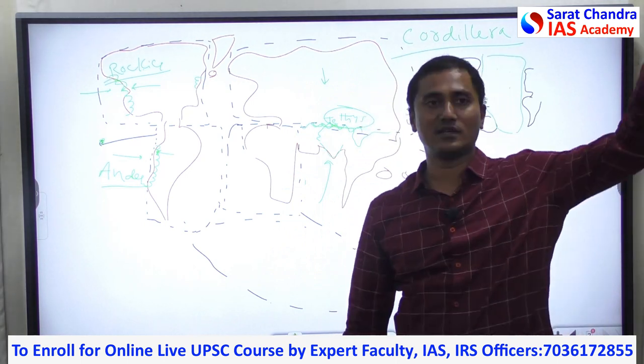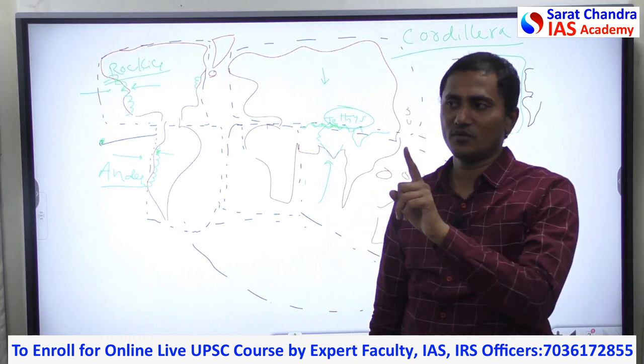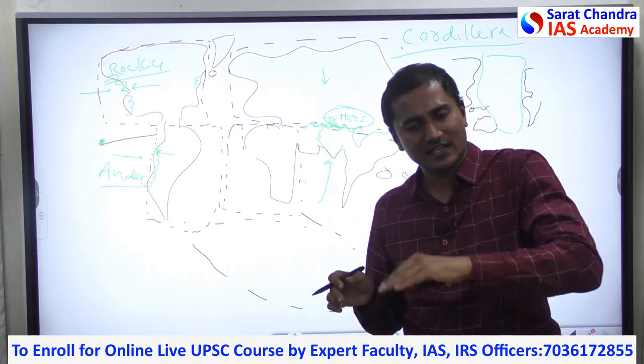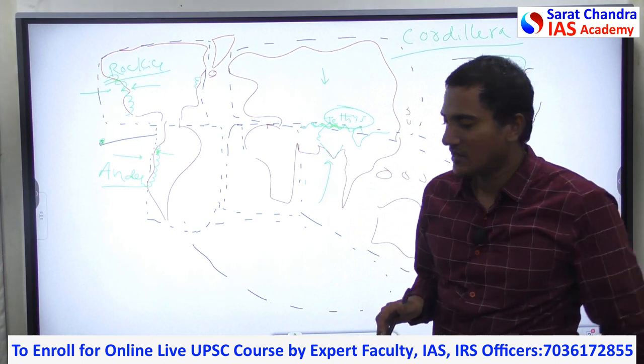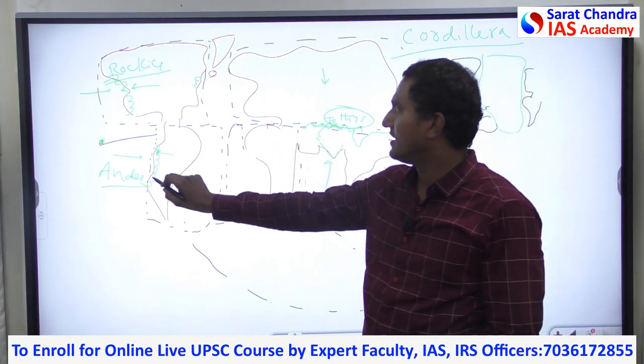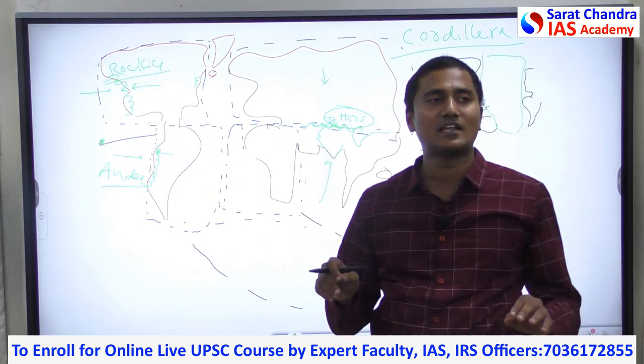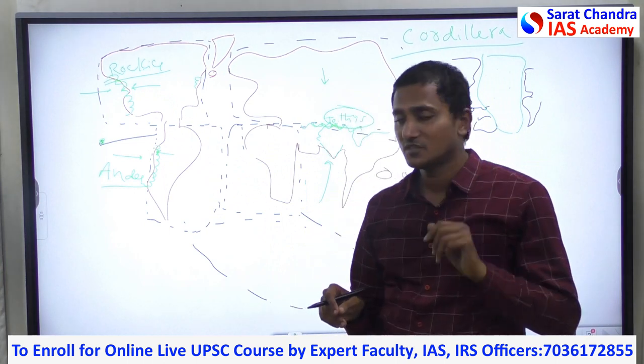Cordillera, the group of mountains. It's just a lengthy chain of mountains. Himalayas also, not a single mountain. Thousands of mountains are like a chain. Cordillera, okay? So, Himalayas here, Himalayas here, Andes here, Rockies here, all these things are the folded mountains formed because of the convergent plate boundaries, convergent, okay?